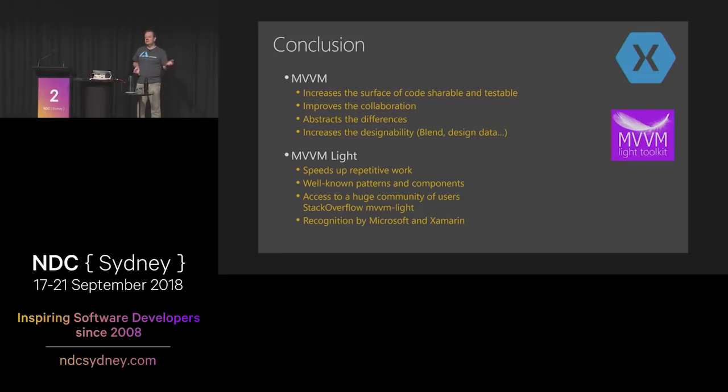MVVM Light is a toolkit. Again, it's not the only toolkit or framework out there. There is MVVM Cross. There is Prism for Xamarin Forms, a very good framework also. There is CSLA, for example, if you do more enterprise. MVVM Light is simple to use, speeding up repetitive work. It's pretty established as one of the main ones, I would say, recognized by Microsoft and Xamarin.